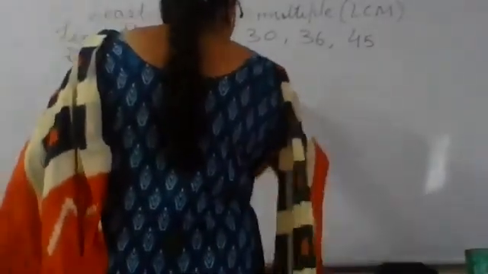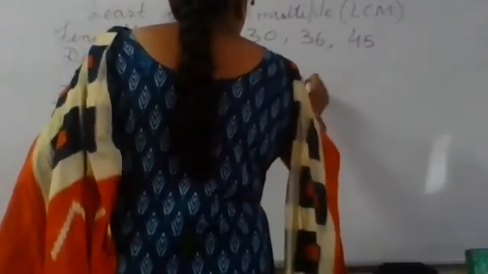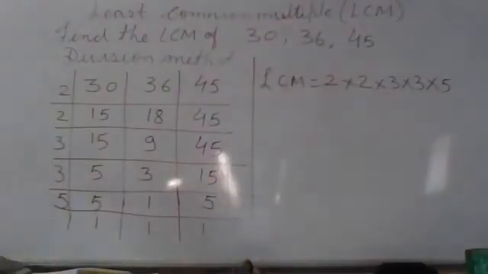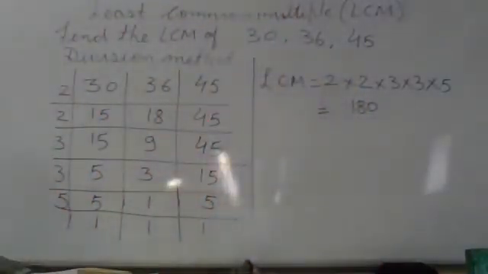So LCM equals 2 multiplied by 2 multiplied by 3 multiplied by 3 and 5. 2 times 2 is 4, 4 times 3 is 12, 12 times 3 is 36, and multiplied by 5. So what is the answer? It is 180. Got it beta? Okay. So I am giving you some homework to solve.